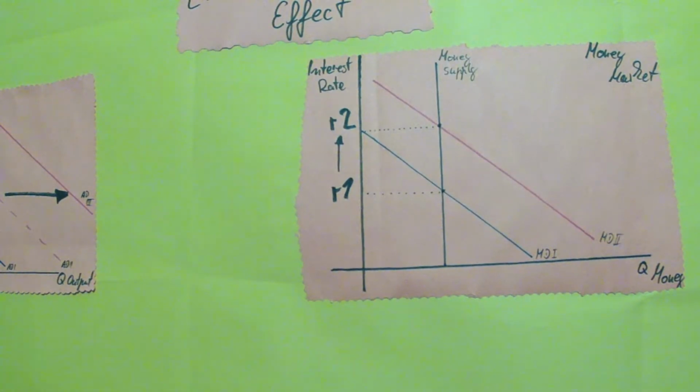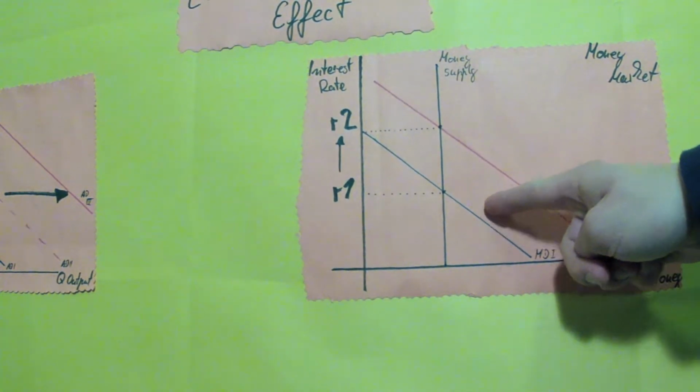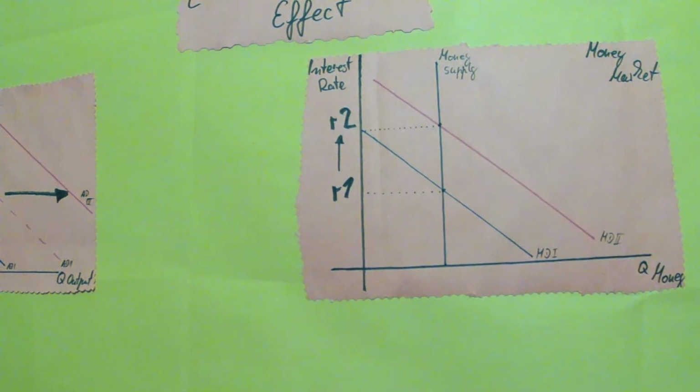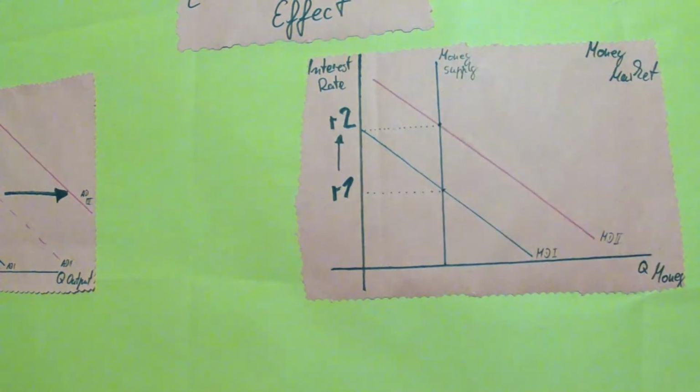The crowding out effect is the offset in aggregate demand that results when expansionary fiscal policy raises the interest rate and thereby reduces the investment spending. When an increase in government purchases increases aggregate demand, the increase in spending increases money demand, as you can see here in this graphic. This results in an increase of the equilibrium interest rate from R1 to R2.